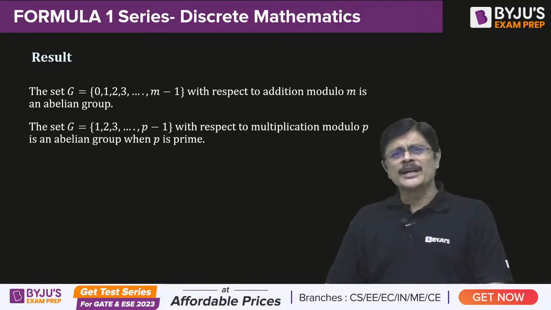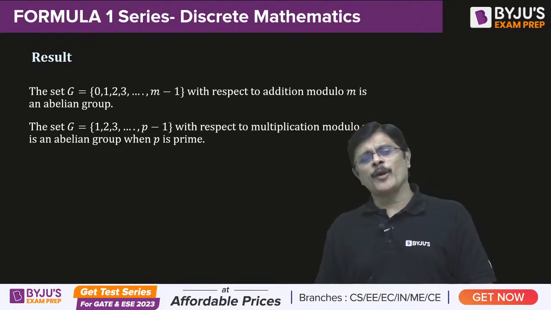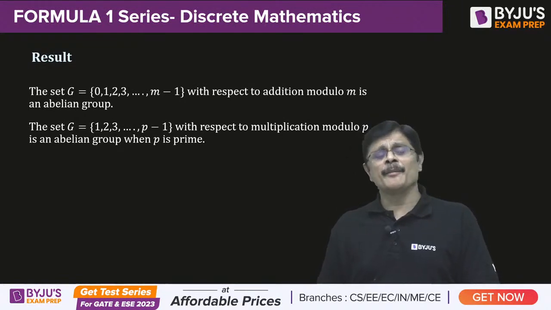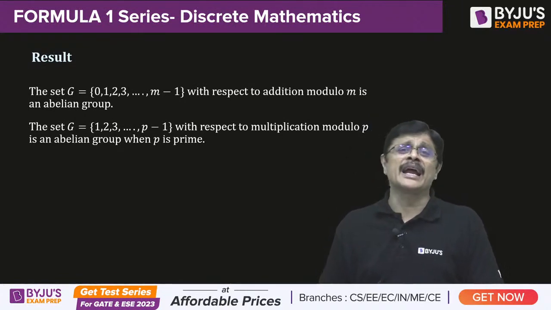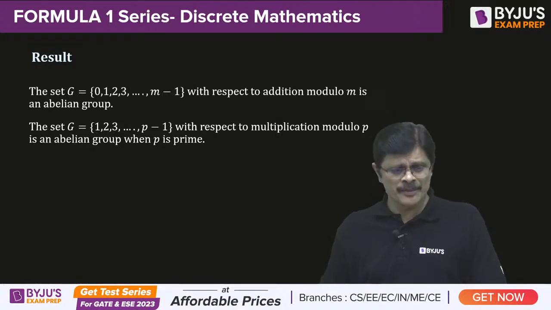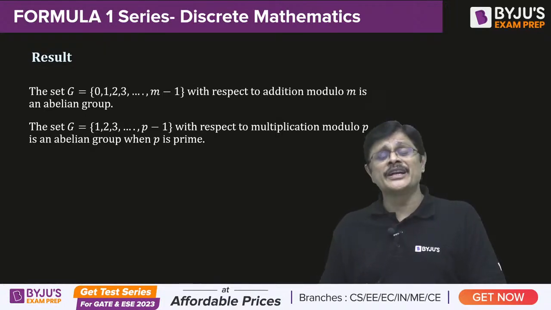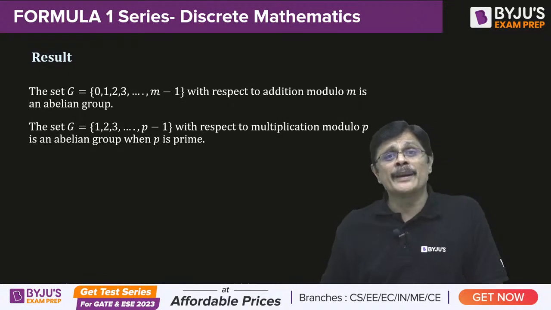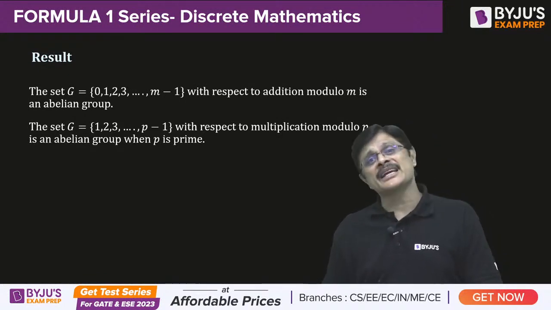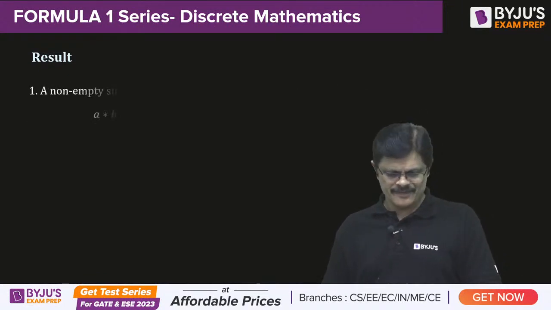Now, these are the important groups, my dear friend. The set of non-negative integers from 0 to m-1 with addition modulo m is an abelian group, and the set of positive integers less than or equal to p-1, when p is a prime number, is an abelian group, my dear friends.